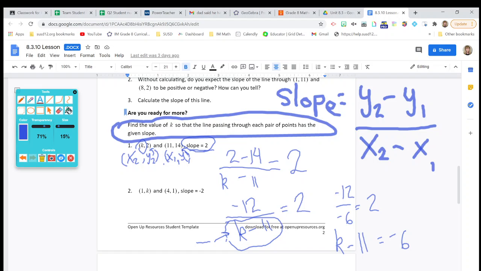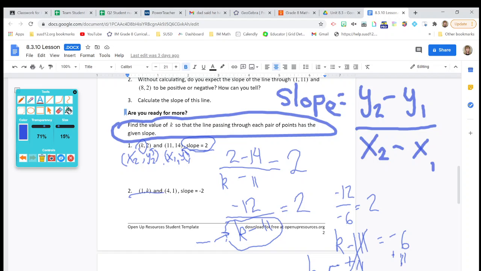You remember in the 7th grade when you solved an equation with one variable like this? Here's what you do. You can add 11 to both sides. Then negative 11 plus 11 cancels it out, and what you get is k equals negative 6 plus 11, that's 5. K equals 5. If we have k equals 5, then 5 minus 11 equals negative 6. Then negative 12 divided by negative 6 equals 2.